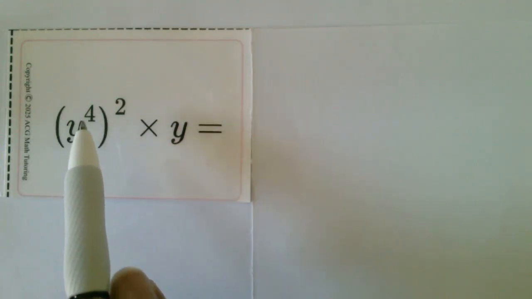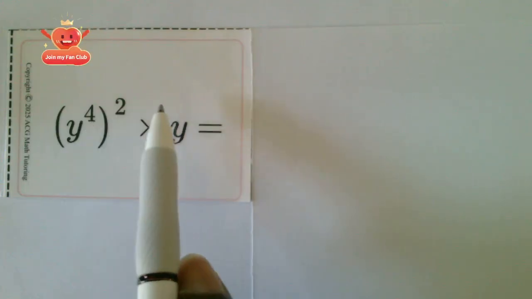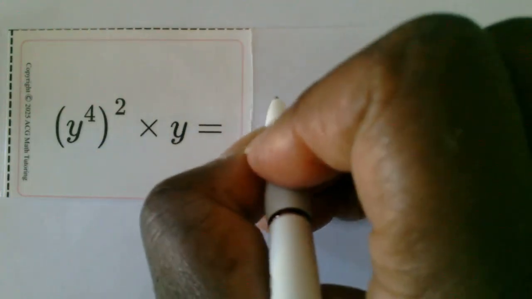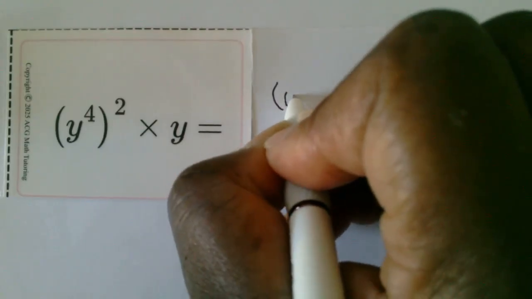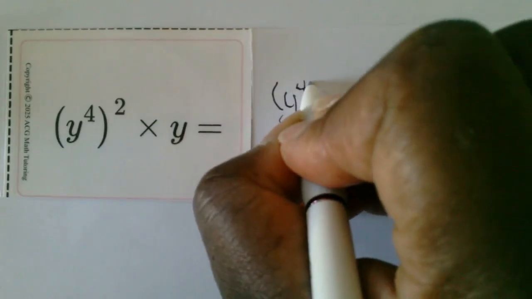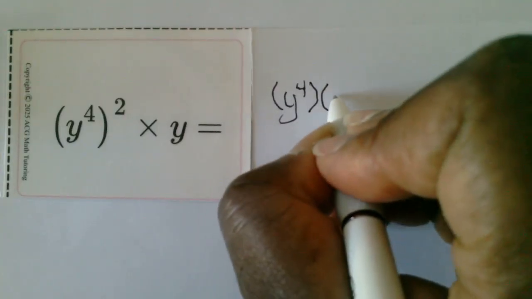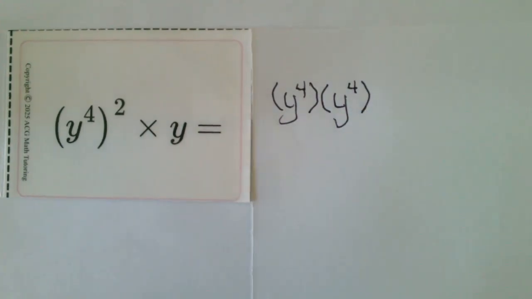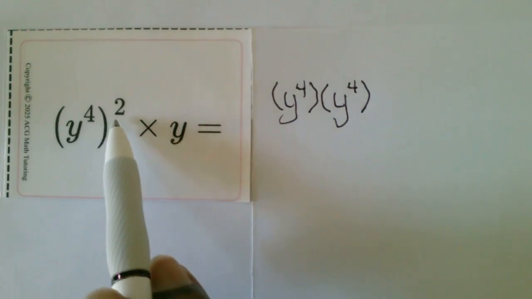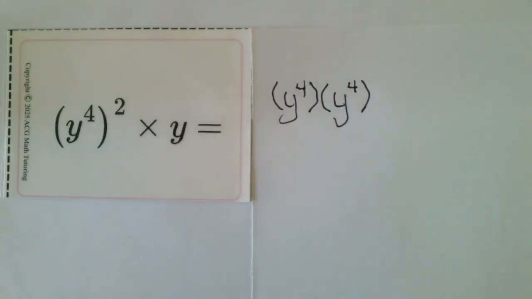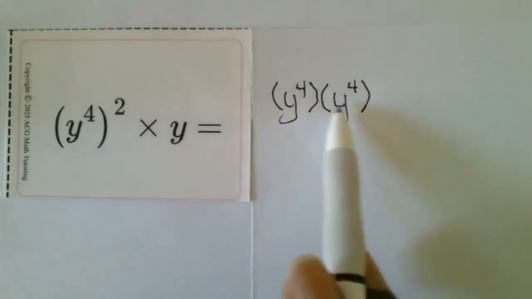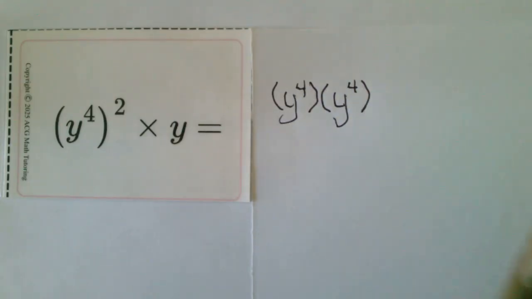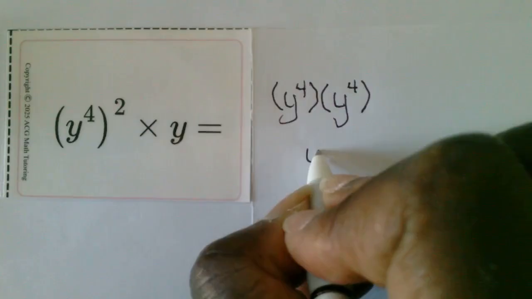So we have y to the fourth power raised to the second power. So that means you're taking this y to the fourth, that's the base, and you're multiplying it by itself 2 times, because that's what this square right here is telling you. When you multiply, what do we do with the exponents? We add them.